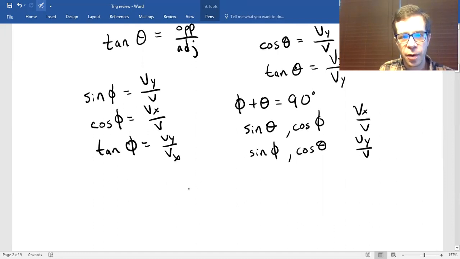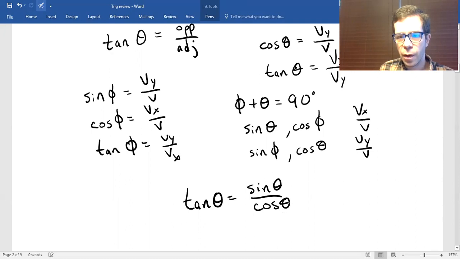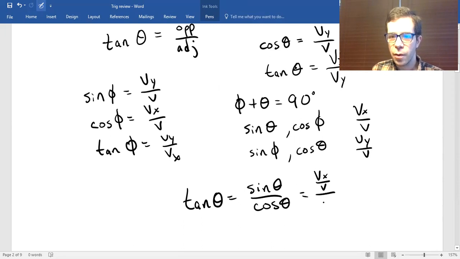So the last relationship I'd like to talk about before we finish here is tangent theta is equal to sine theta over cosine theta for any angle. And this comes again directly from our relationship looking at our triangle. My thetas have scrolled off the screen, but if you were to take sine theta, which we said was Vx over V, and cosine theta, which is Vy over V, you can see that you can just multiply by V over V and get the relationship for tangent theta. So that's a straightforward one.